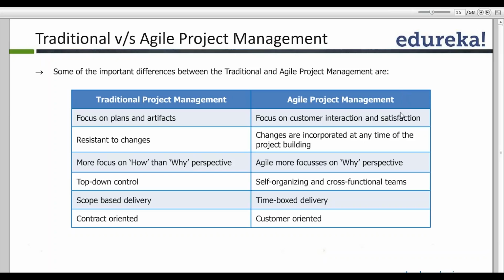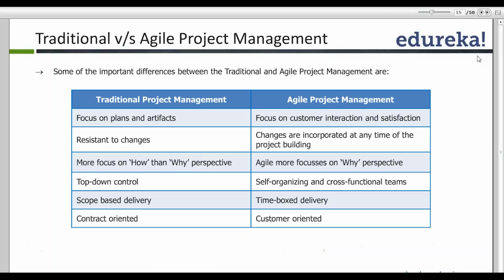So change is something resisted in a traditional project, whereas in an agile project, change is something which is welcomed, and changes can be incorporated at any time in an agile project. In a traditional project, my focus is more on how rather than why, and agile focuses more on the why perspective, right? So that is another difference between a traditional project and an agile project.